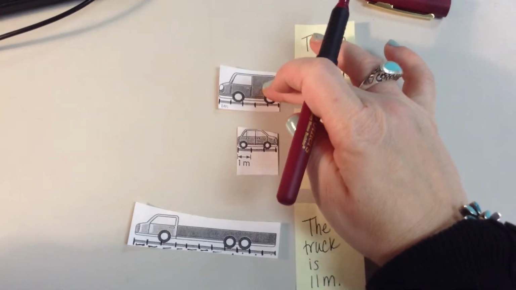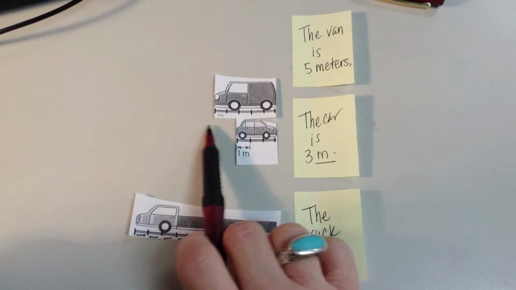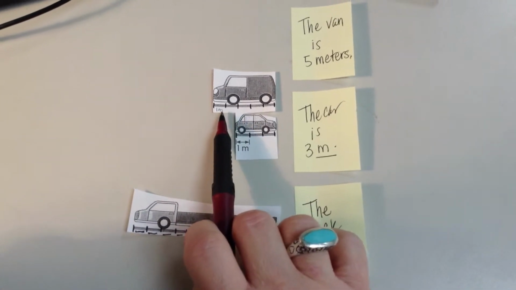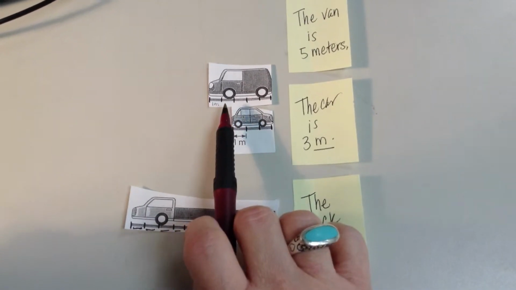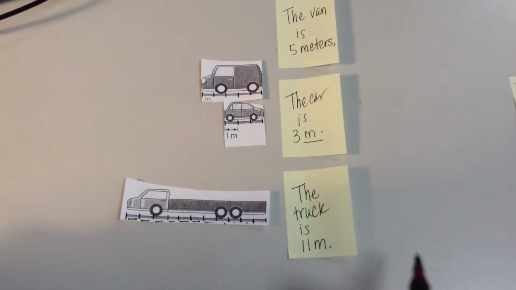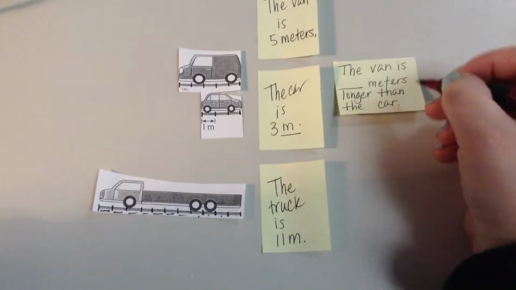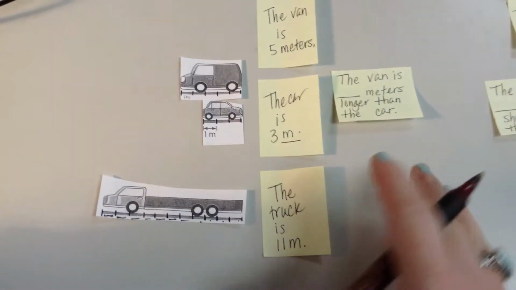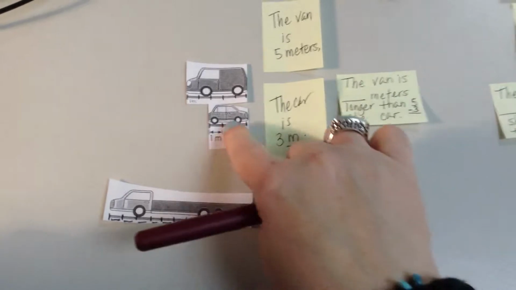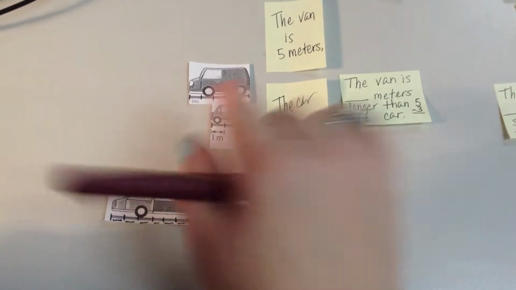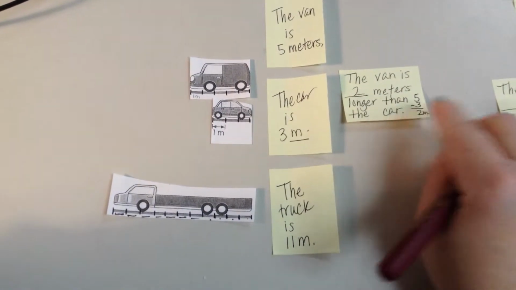You could also place them together and ask, how much longer is the van? You see that, yes, it is longer. How much? 1 space, 2 spaces, 2 meters longer. You could see it clearly in the picture. We could also figure it out by finding the exact difference, comparing 5 meters, taking away the 3 meters from the car, and it leaves us with 2 meters. So the van is 2 meters longer than the car.